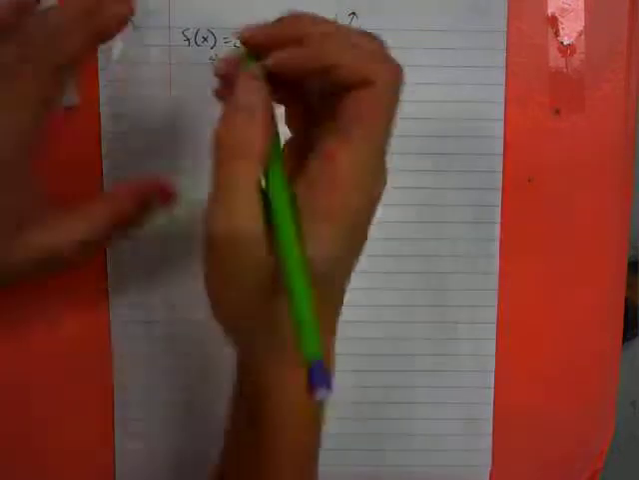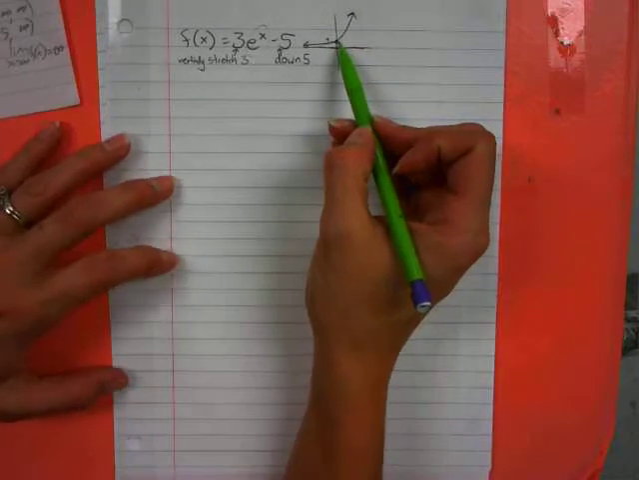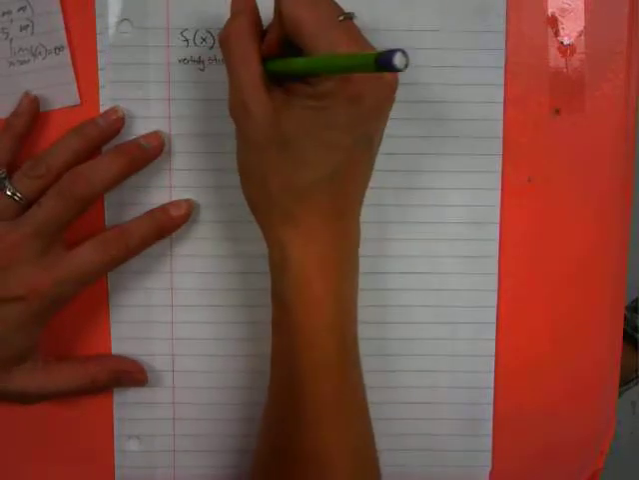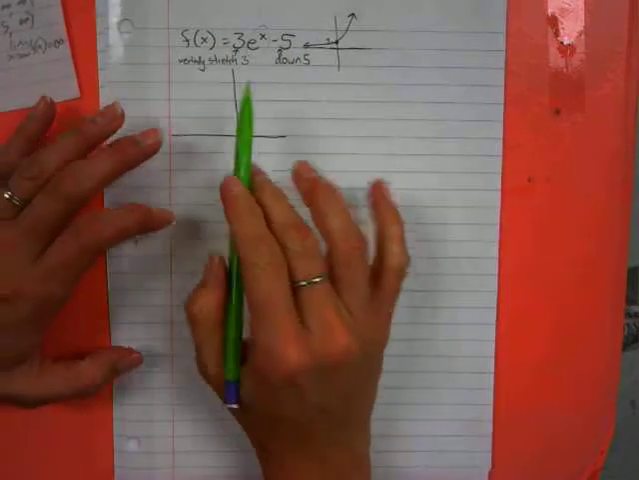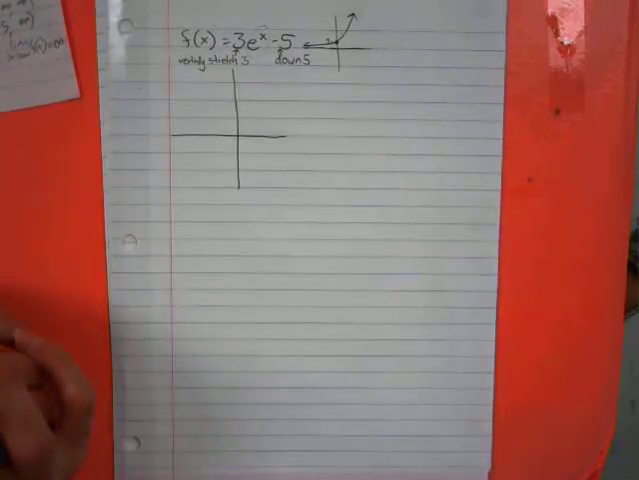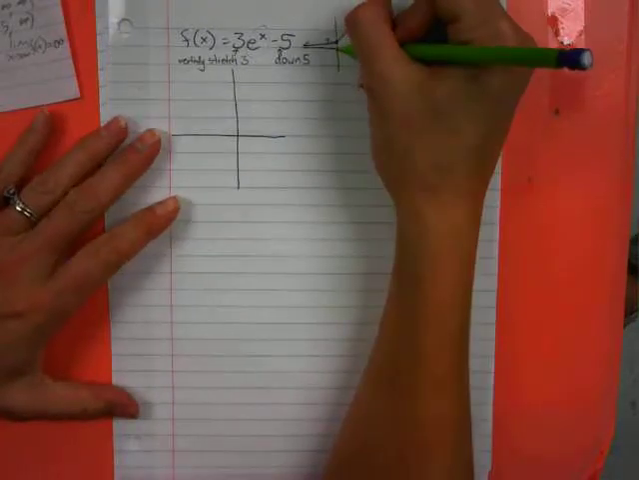So we're going to vertically stretch by a factor of 3 this graph, and then we're going to shift that down 5. Okay, so let's take a look at what that would do to our graph. Let's think about this stretch of 3. What would that do to our points here? So let's use our intercept as an example.